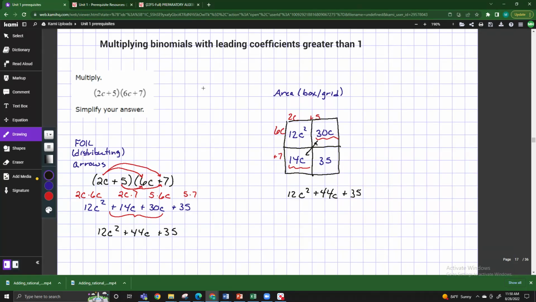So I get the same answer either way I write it. It's which way works better for you and how you can keep all the numbers and exponents and everything straight. Totally fine either way you want to do it.